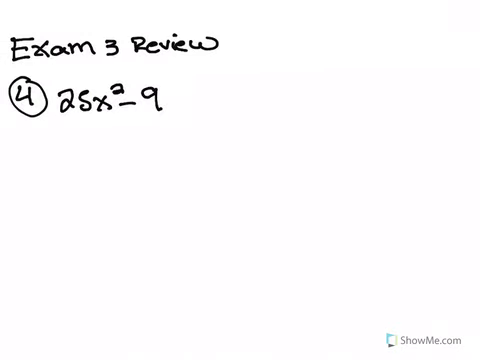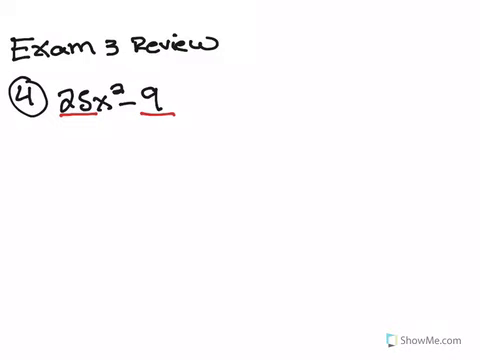In this example, I'm asked to factor the following polynomial. You want to ask yourself, how many terms does this polynomial have? It has only 2 terms. And when it has 2 terms, you want to check to see if there's a difference of squares. You always first check if there's a GCF. In this case, there's no GCF.